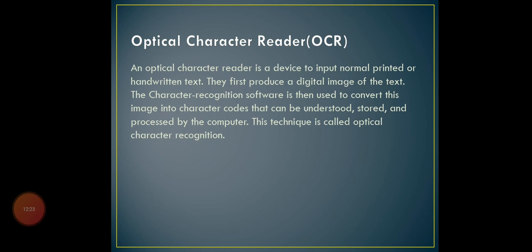Okay, next comes your optical character reader. An optical character reader is a device to input normal printed or handwritten text. The process first produces a digital image of the text. Character recognition software is then used to convert the image into character codes that can be understood, stored, and processed by computer. This technique is called optical character recognition.